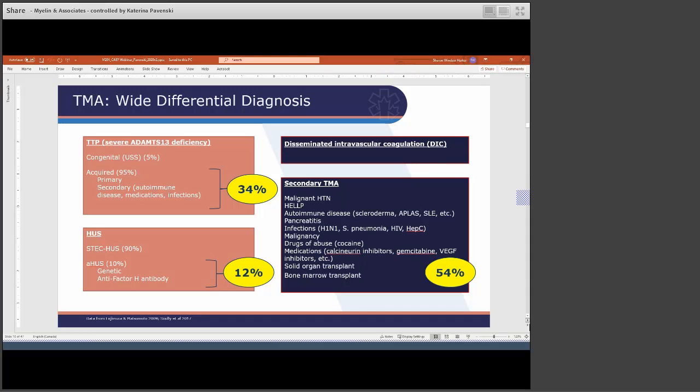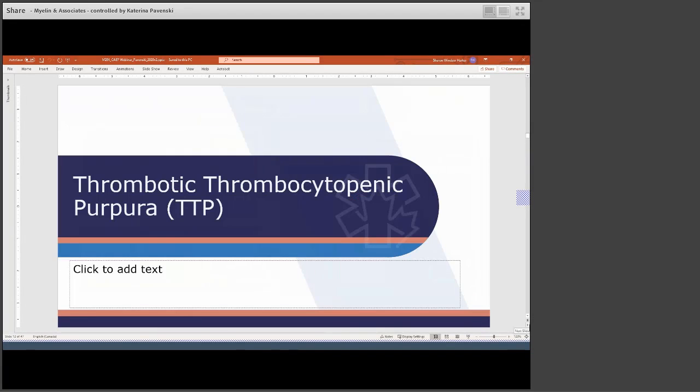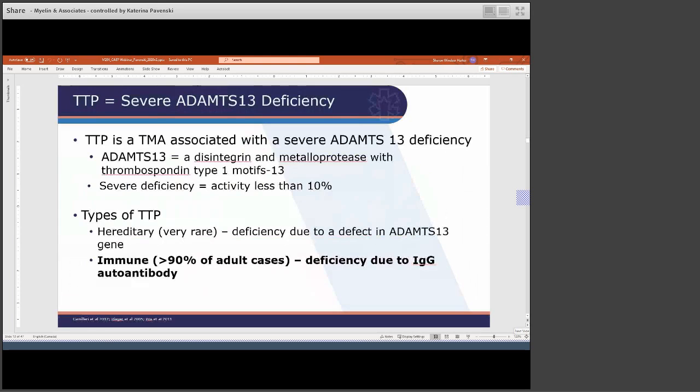I would argue that the number one priority would be to identify TTP and to refer appropriately. The reason why TTP is so important to identify and treat right away is because without treatment, TTP is a deadly condition in the overwhelming majority of cases, like 85%, whereas with treatment, you can reduce this mortality down to 15%.